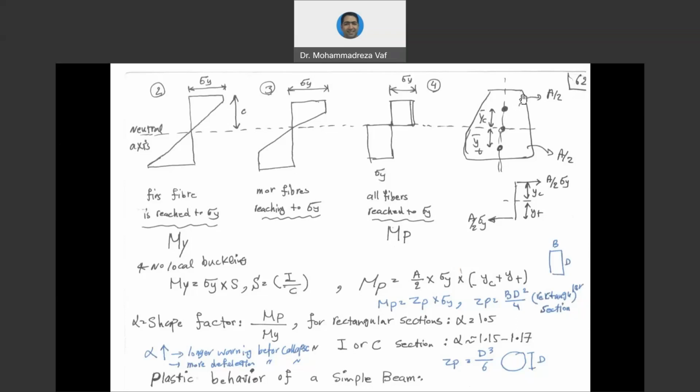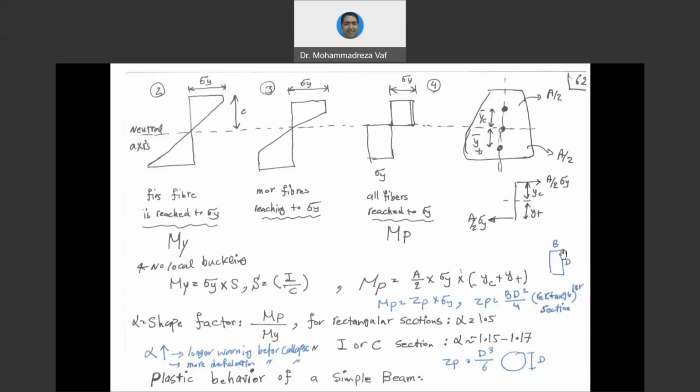And here you can calculate how much is this A, how much is this A. If you multiply this A by sigma y, you get one force over there, and if you multiply this area by sigma y, you get another force. So the distance between these two forces, as I said, can be represented by y bar C and y bar T. These two forces basically make a coupling bending moment about the neutral axis, and this is what we call Mp. So Mp can be calculated by multiplying A over 2 by sigma y by this height, which is y bar C plus y bar T.